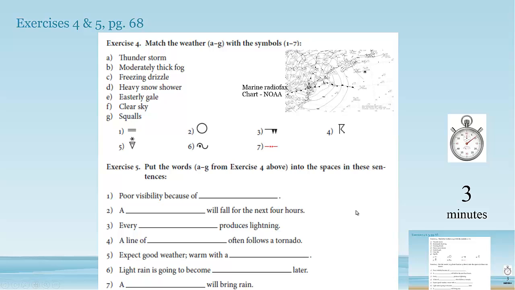Here we're going to have exercises 4 and 5 together. What you're going to do is match the weather A through G here. Thunderstorm, moderately thick fog, freezing drizzle, heavy snow shower, easterly gale, clear sky, and squalls. And you're going to match that with these symbols.